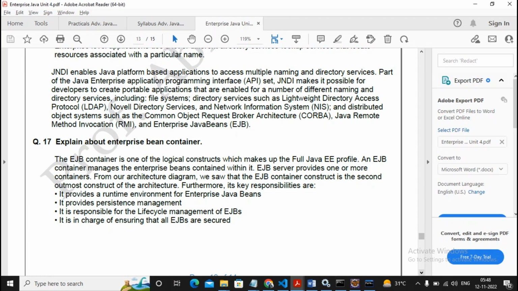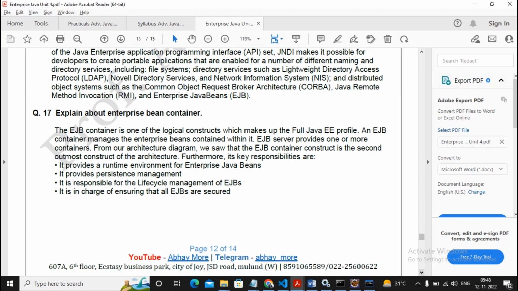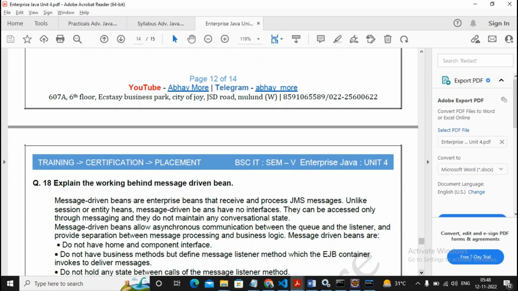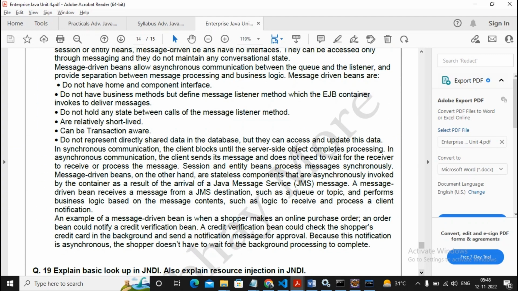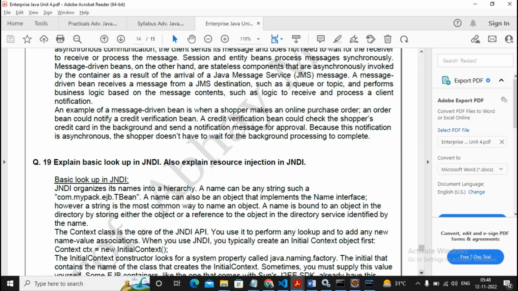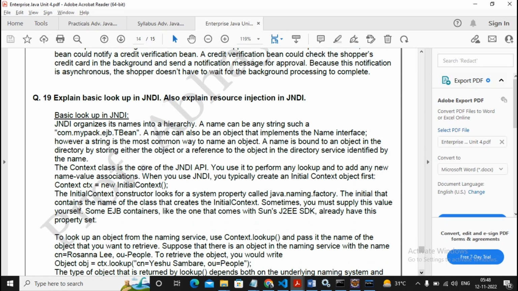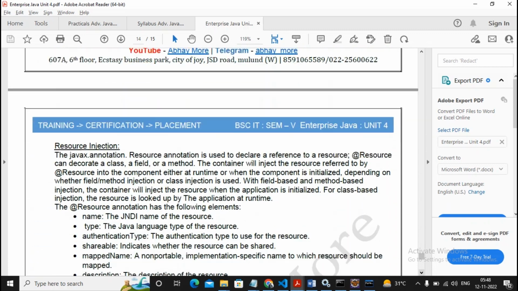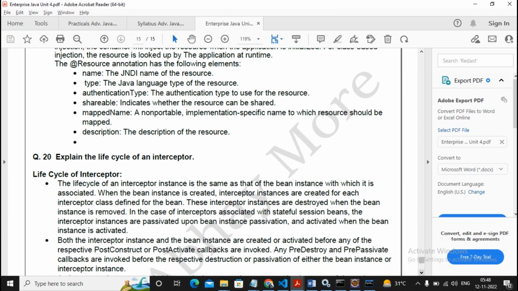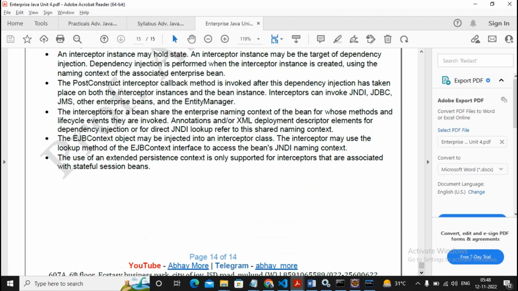What is the enterprise bean container? Now you will get this question, question 17: explain about enterprise bean container. Explain the working behind the message driven bean. If you're looking at this question, the introduction part is what is the enterprise bean, the different components of enterprise bean, and then the next part starts. Explain basic lookups in JNDI. Also explain resource injection in JNDI. Okay, read it once, even if you don't prepare much it will be fine. But you should not skip any of the things. Lifecycle interceptor, again the same interceptor concept will be there, and then these basic points need to be applied.